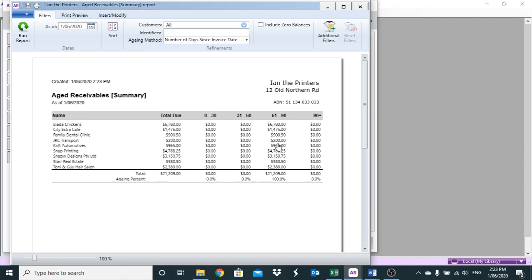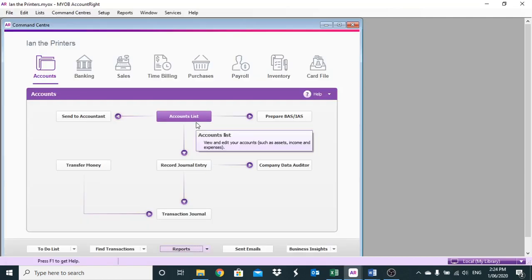We'll come back to the command center, which is the main screen over here. And the third and last component of this exercise is showing you how to put a reversal in.